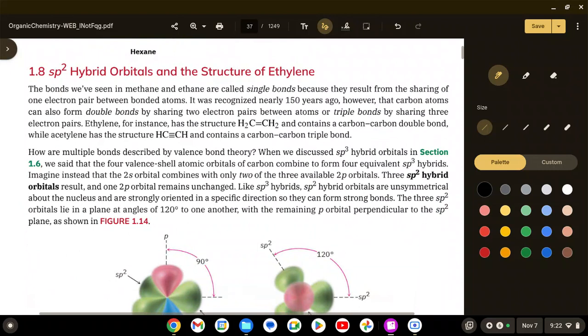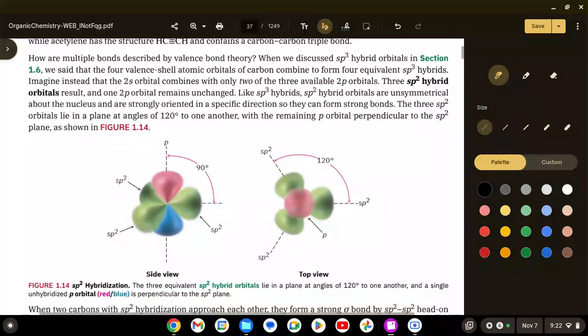Ethylene, for instance, has a structure H2C double bond CH2 and contains a carbon-carbon double bond, while acetylene has a structure HC triple bond CH and contains a carbon-carbon triple bond. How are multiple bonds described by valence bond theory? When we discussed sp3 hybrid orbitals in section 1.6, we said that the four valence shell atomic orbitals of carbon combine to form four equivalent sp3 hybrids.